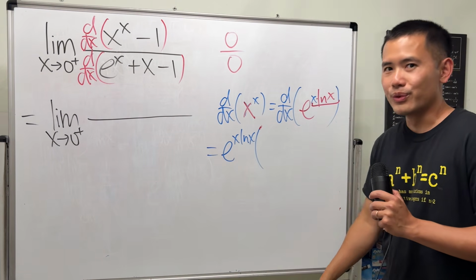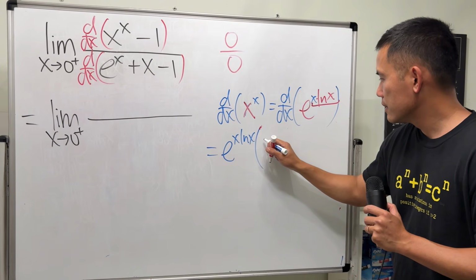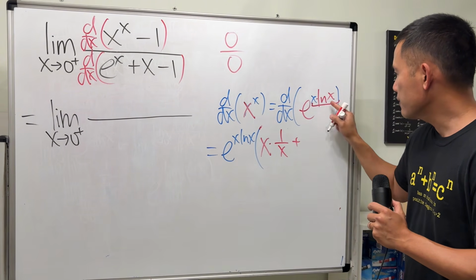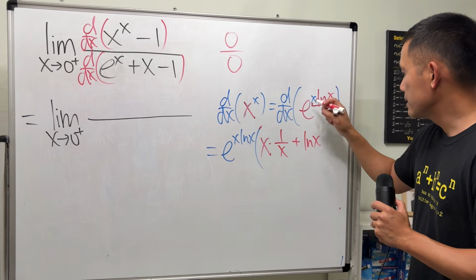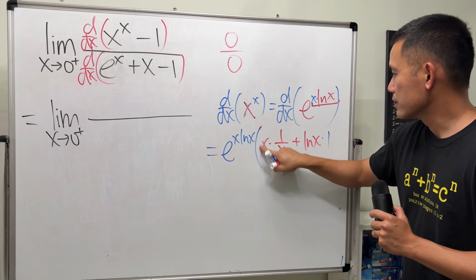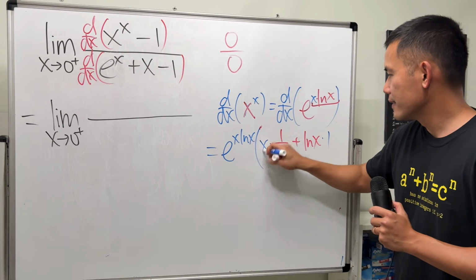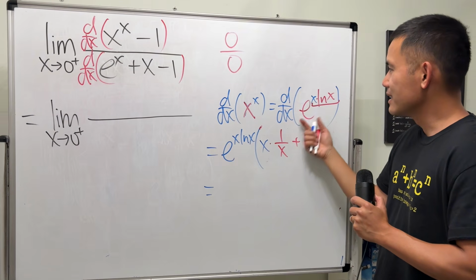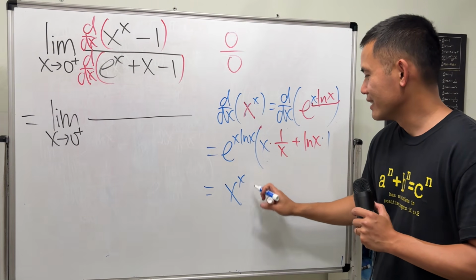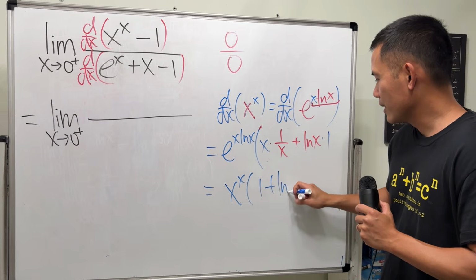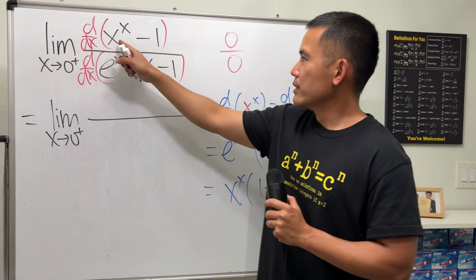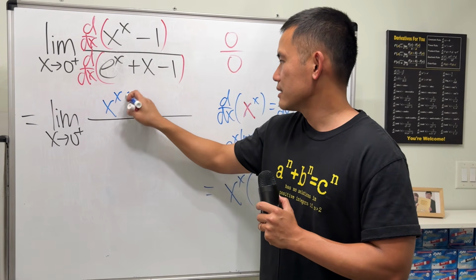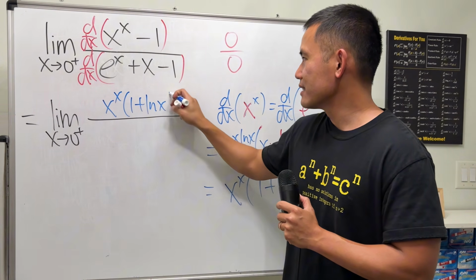You multiply by the derivative of the inside. Here you need the product rule: keep the first function times the derivative of the second plus the second function times the derivative of the first. Let me just say the first function is in blue. Now, what's this? It's just that. What's that? It's just this. So this is x to the x power, and then this is just 1 plus ln x. So the derivative of x to the x power is x to the x times 1 plus ln x.